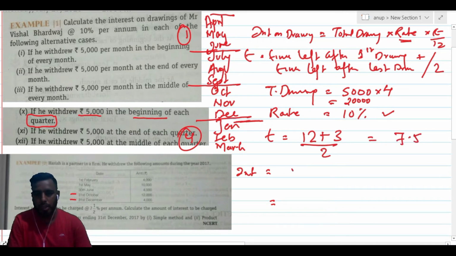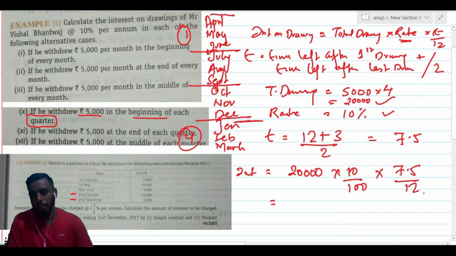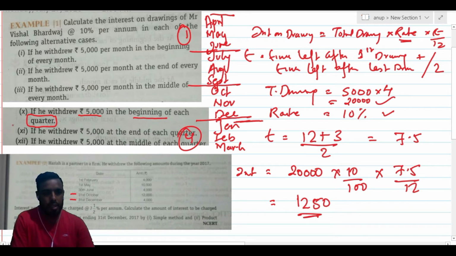So total drawing is 20,000 that we got here. The rate of interest is 10%, that is given in the question, and t is 7.5 divided by 12. So the answer will be somewhere around 1250. This will be the answer, the interest on drawing, in this question. Let us go to the next question.